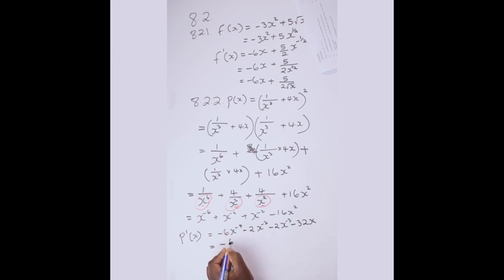If they say you must write it with a positive exponent, a negative 6 over x to the power 7. And these two are like terms, so it means that you have a negative 4 in a way. So that is going to be a negative 4 divided by x to the exponent 3. And we have a negative 32x. Folks, that's how you could have done it.